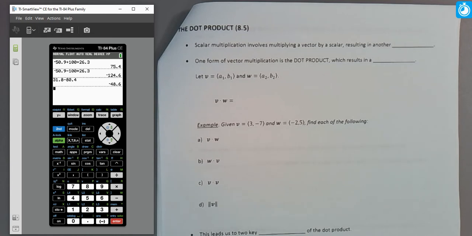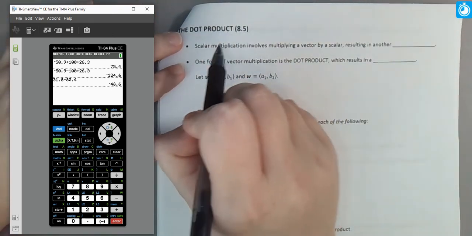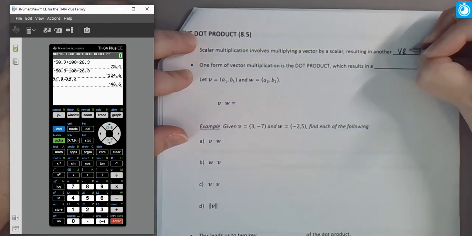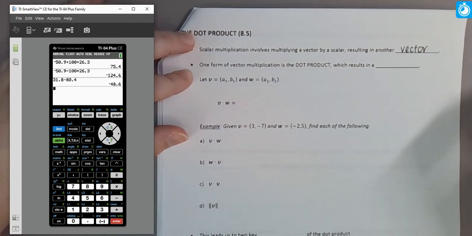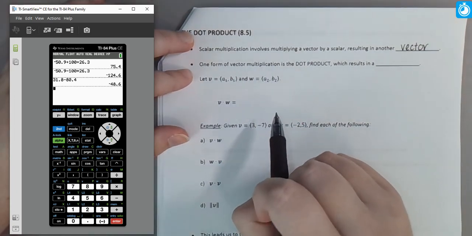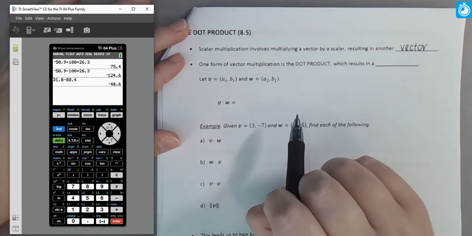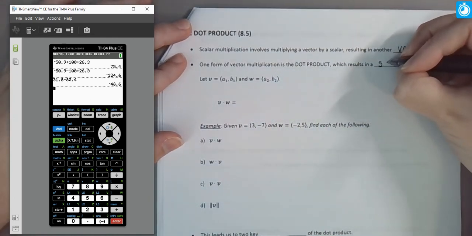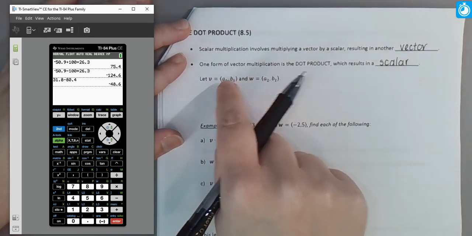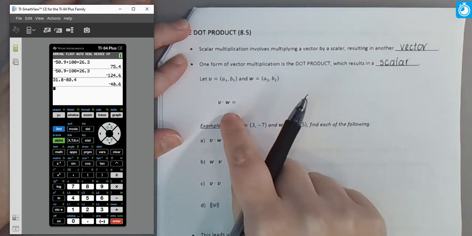There's another way of multiplying vectors, not the scalar multiple, but what we call the dot product. So the dot product is going to require that we actually multiply two vectors together, but it's going to give us an interesting result. So again, scalar multiplication involves multiplying a vector by a scalar, which results in another vector. The result is a new vector in the same direction as the original vector. Now, an additional form of vector multiplication, actually multiplying two vectors together, is what we call the dot product. When we take a dot product, the result is not a vector, it's actually a scalar. It's going to be a scalar involving the components of our two vectors that we're multiplying.